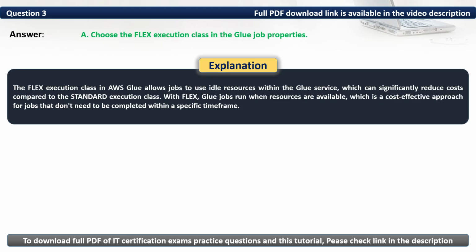The Flex execution class in AWS Glue allows jobs to use idle resources within the Glue service, which can significantly reduce costs compared to the standard execution class. With Flex, Glue jobs run when resources are available, which is a cost effective approach for jobs that don't need to be completed within a specific timeline.